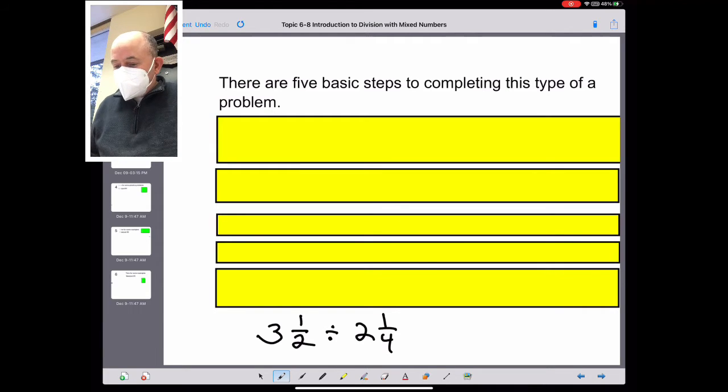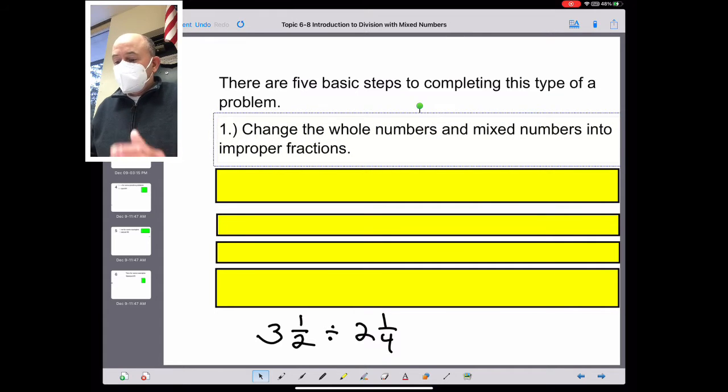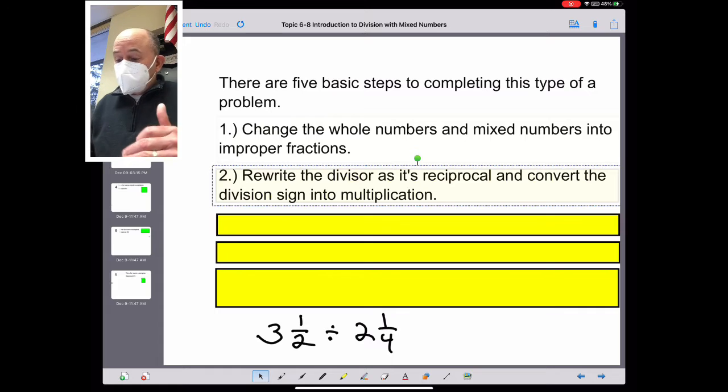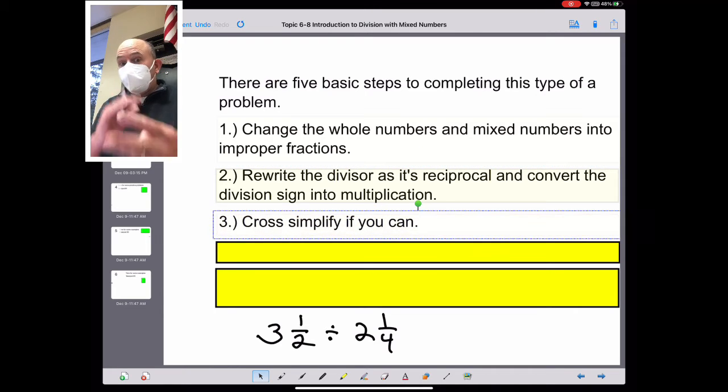All right, so anyways, step number 1. Change the whole numbers and mixed numbers into improper fractions. Step number 2, rewrite the divisor as its reciprocal and convert the division sign to multiplication. This sounds kind of familiar. Do they look like they know what you're talking about? Okay, so whole numbers, mixed numbers, improper fractions. Then divisor becomes reciprocal, division becomes multiplying, and then cross-simplify.